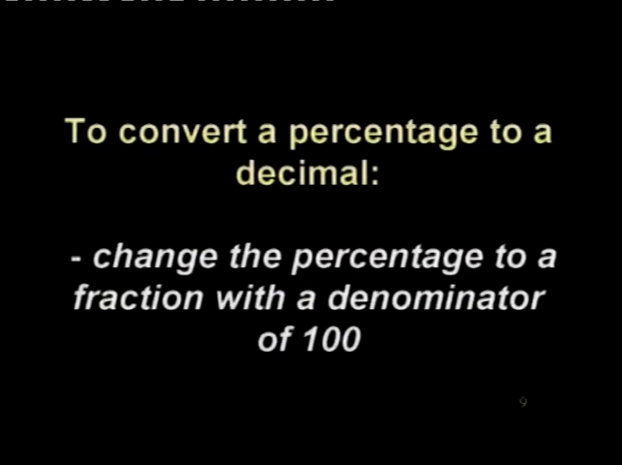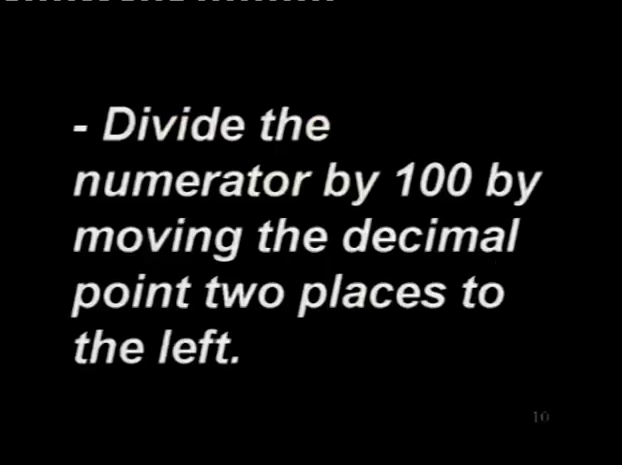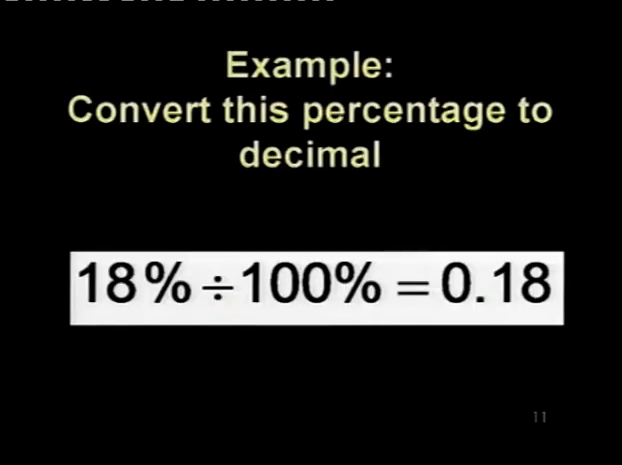We will go to another rule that is vice versa, converting percentage to a decimal. Change the percentage to a fraction with a denominator of 100, or divide the numerator by 100 by moving the decimal point 2 places to the left. We have the example that is shown. Convert this percentage to decimal. Our example is 18% divided by 100%.